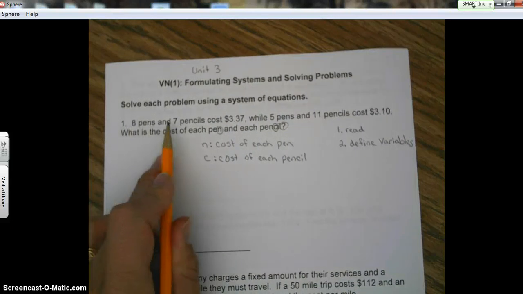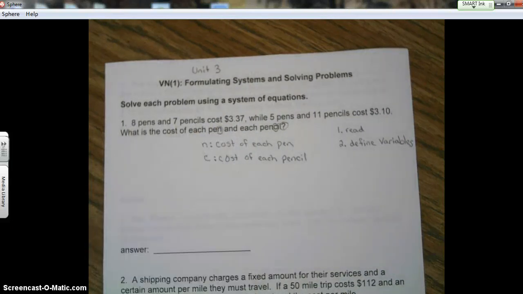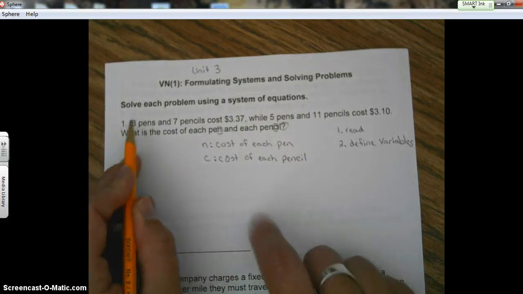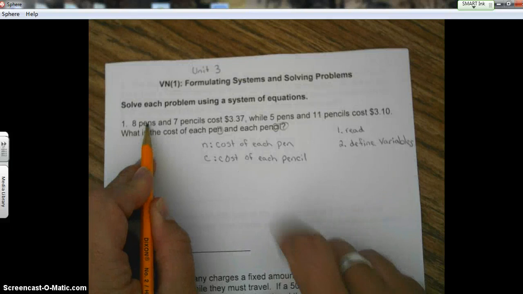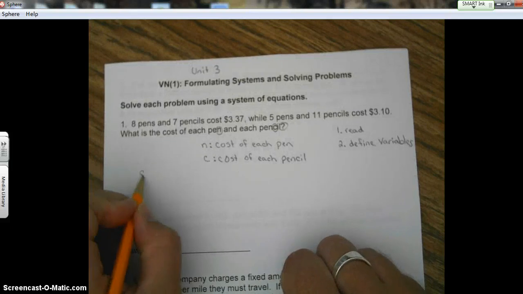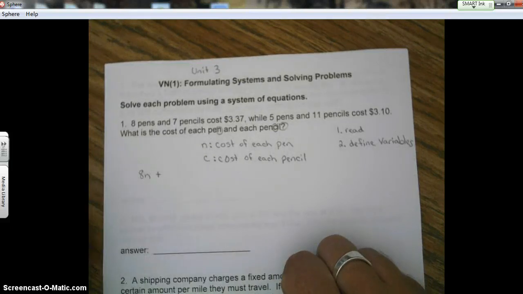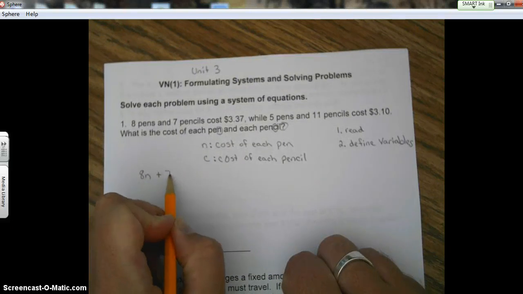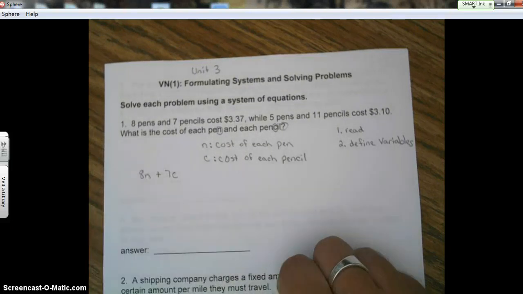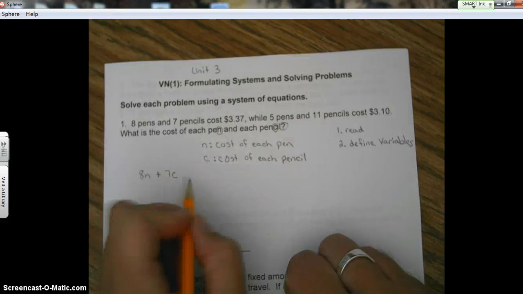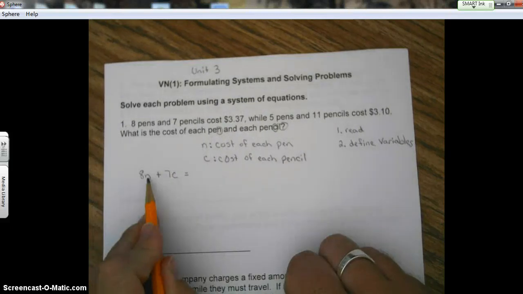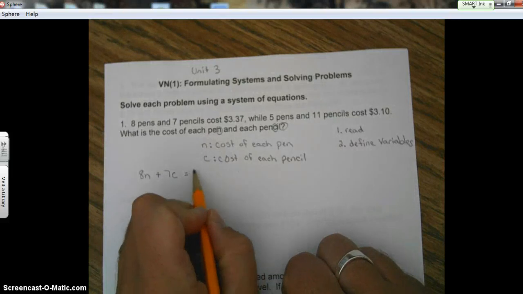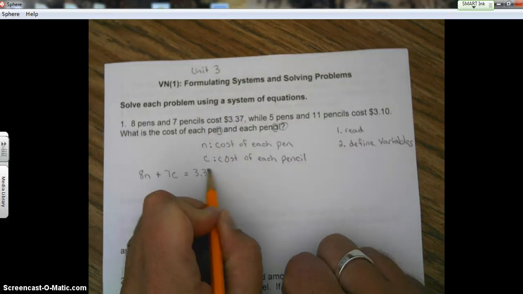Okay? So setting up the equation. 8 pens and 7 pencils cost $3.37. If we're getting 8 pens, we would take 8 times the cost of each pen, so that would be 8N. Adding 7 pencils, the cost of each pencil is C, so 7 times C will give us the cost of the pencils. The total cost, if we buy 8 pens and 7 pencils, is going to be $3.37.